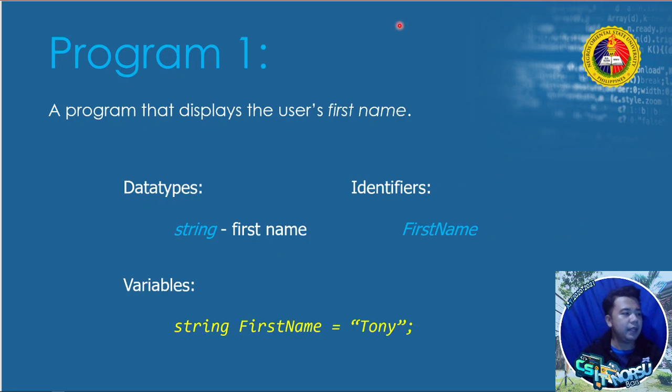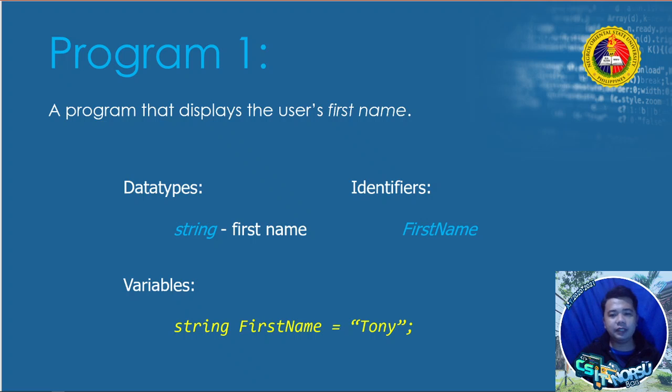First one, a program that displays the user's first name. Since we are dealing with the first name only, therefore there is only one variable. Now we all know that first names always include multiple letters, right? Therefore, we will use the string data type.